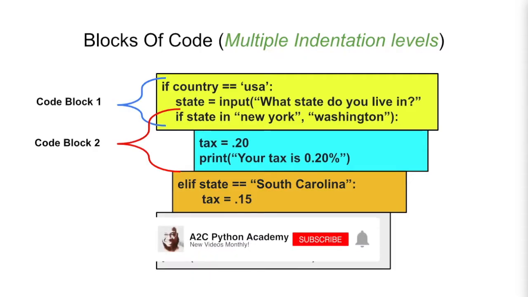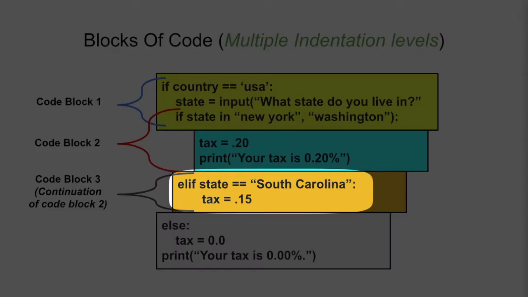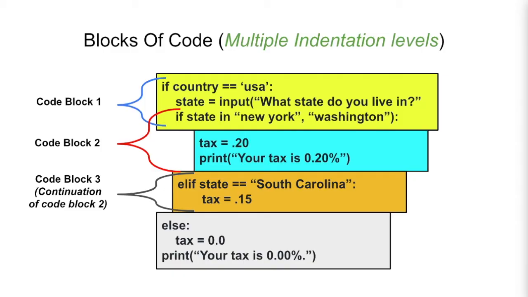Now, as we look at the next block of code, we start to see how an unindentation can create code blocks. In code block number 3, in orange, we have an unindented by 1 level elif statement that is considered a continuation of the if statement in code block number 2. In other words, code block number 3 is a 1-line block of code that is at the same indentation level and is a continuation of code block number 2.